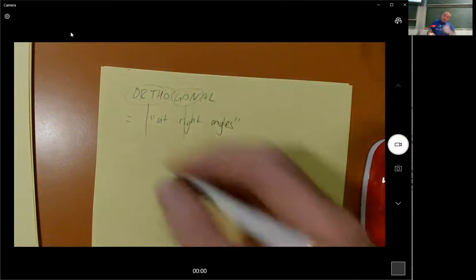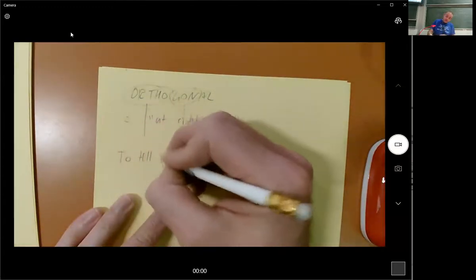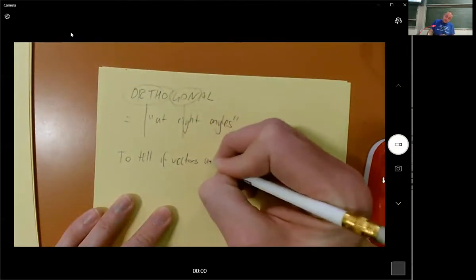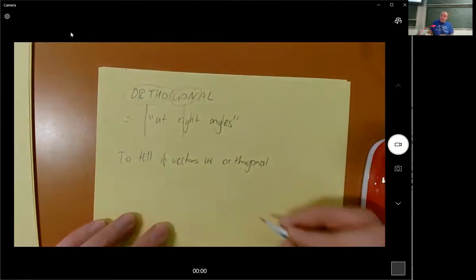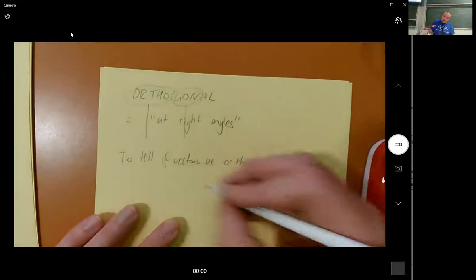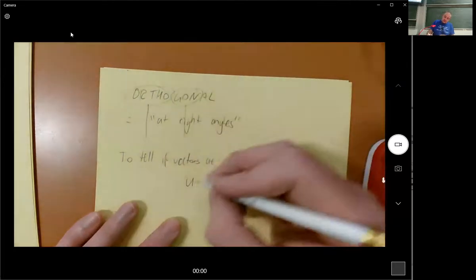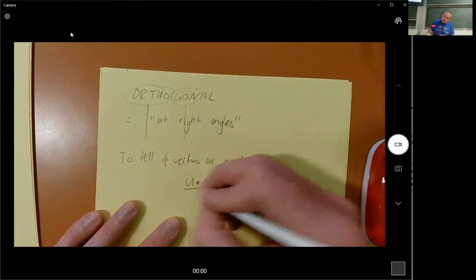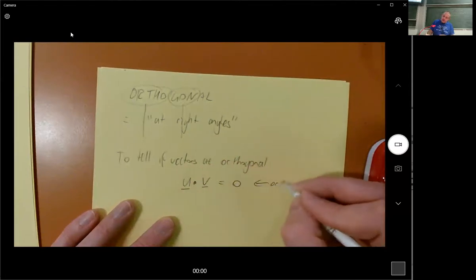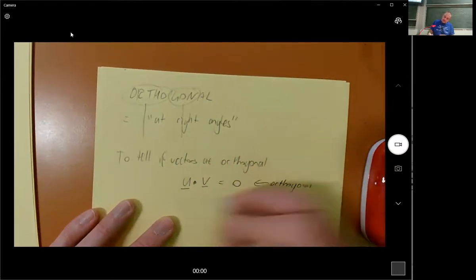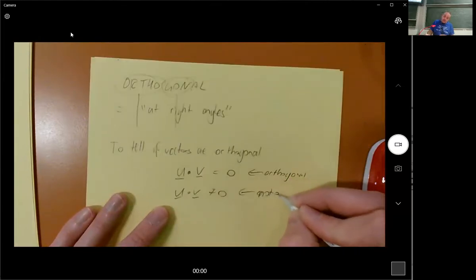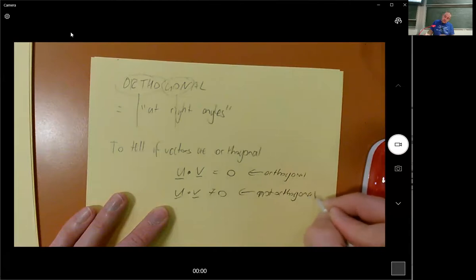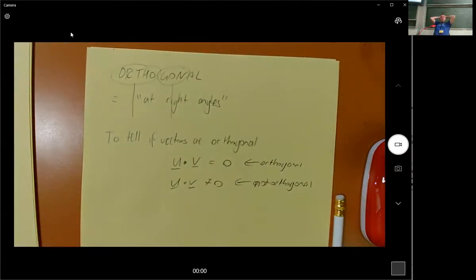And so to tell if vectors are orthogonal, well, let's just call them u and v, you need to find the dot product. If that dot product is 0, then they're orthogonal. But if the dot product is not 0, then they're not orthogonal. Yay. And so you don't have to worry about cos thetas or any of that stuff.